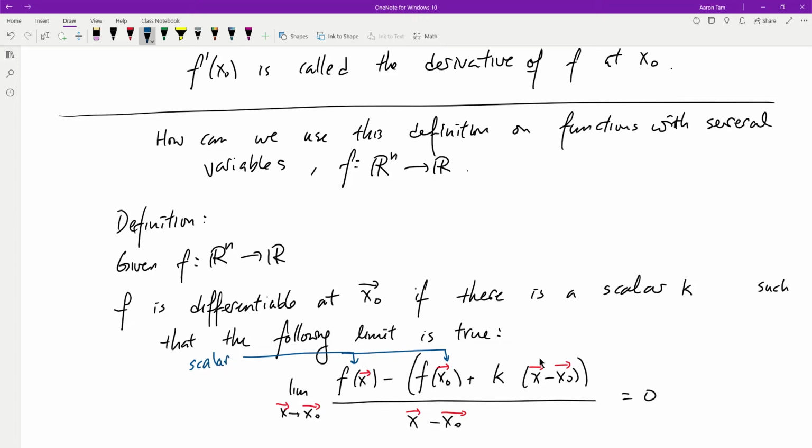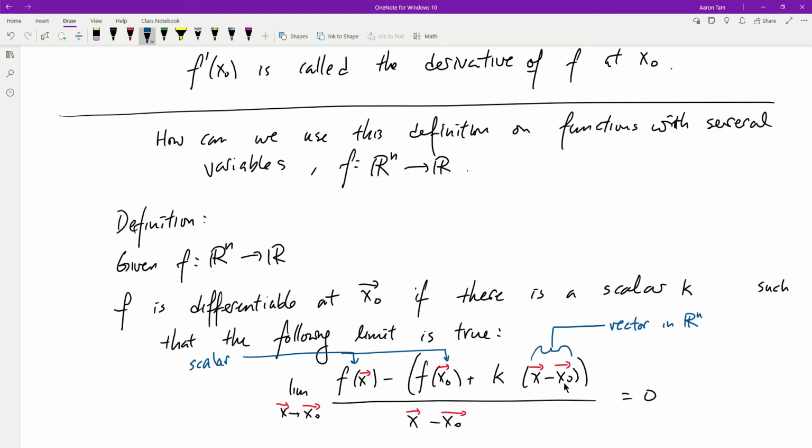But here comes the problem. What is this thing right here? This is actually a vector in Rn. So now comes the problem: I have a plus sign right here. I have to somehow combine this scalar, which is f of x sub 0, with this vector. But there's no such operation. We don't know how to add a scalar to a vector. So how do we solve that problem?